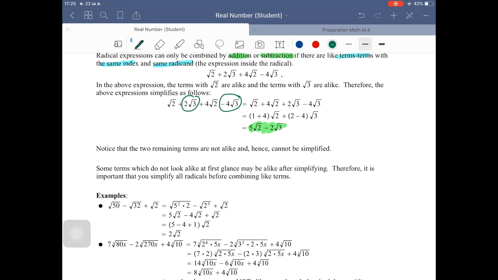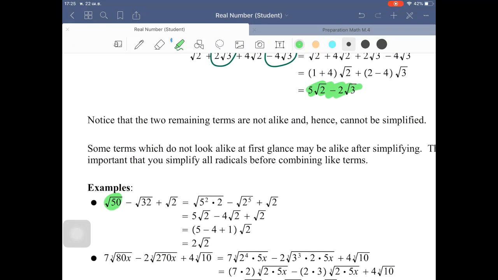Okay. Let's see this one. Square root 50, square root 32, square root 2. So you have to simplify the radical first to see the pattern. What is the simplest form of square root 50? 50 is 5 squared times 2, okay? 32 is 2 to the power of 5. And square root 2, we can't do anything further, okay?